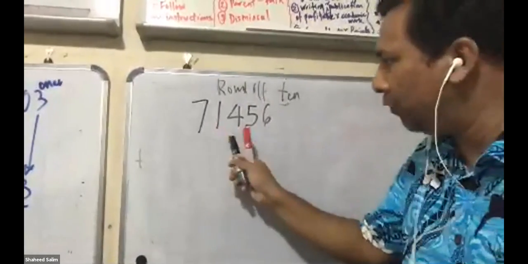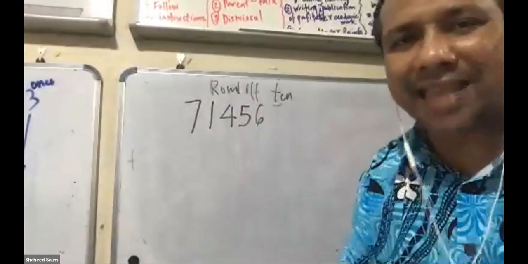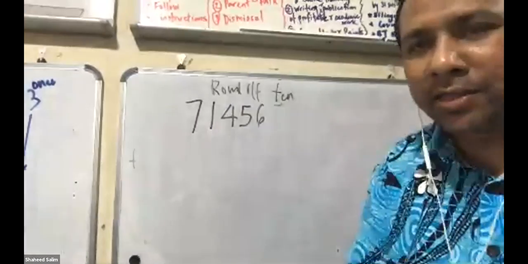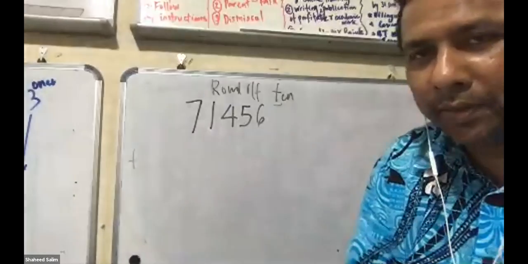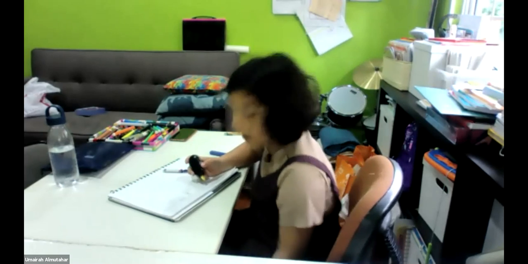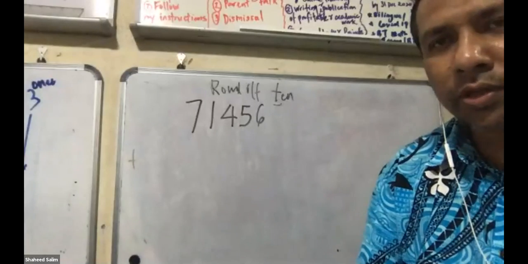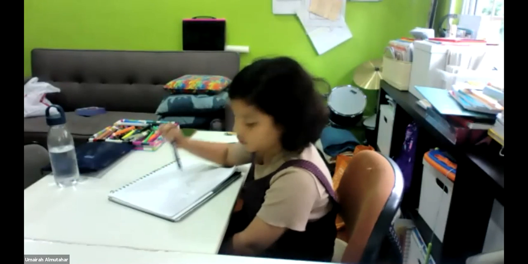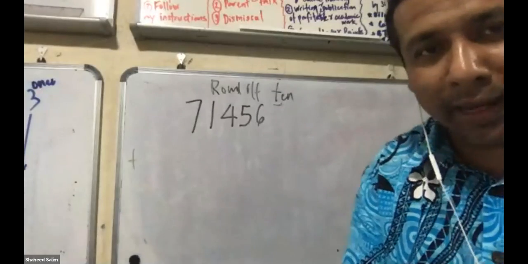I'm so sorry. Okay. 7, 1, 4, 5, 6. Round off to the nearest 10. The nearest 10. Umaira, you got answer? What's the answer, Umaira? 7, 1, 4, 6, 0. 6, 0 or 6, 6? No, 6, 0. Naomi? 6, 0. Okay, Auni. Yep. 71460. What's your answer?